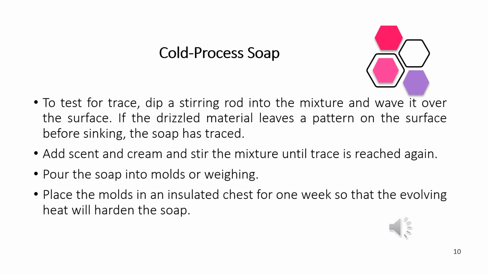Pour the soap into the molds or weighing boards. So, after testing for a trace, adding scent and cream and stirring the mixture, we will pour the soap into the weighing boards or the molds. After this, place the molds in an insulated chest for 1 week so that the evolving heat will harden the soap. So how to harden the soap?